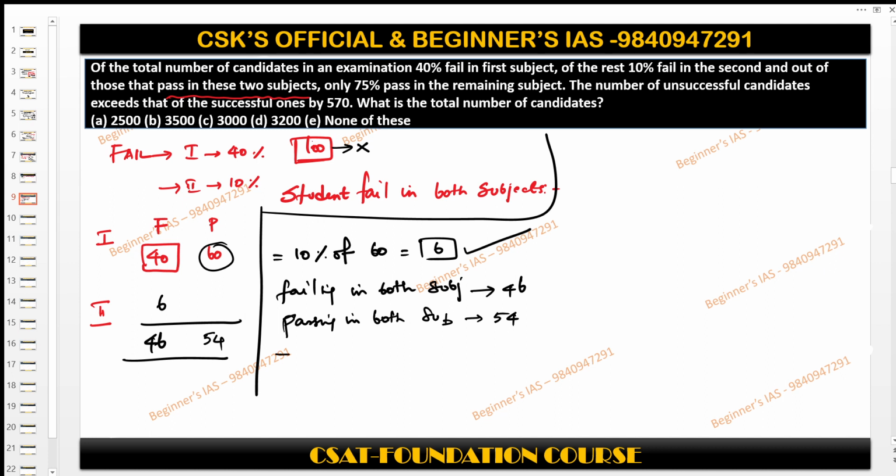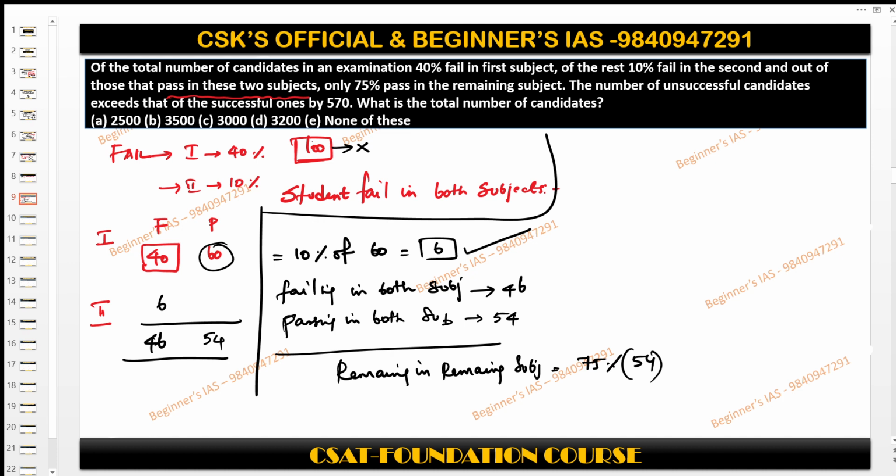What is the passing in the remaining subject? 75% pass, 25% fail, out of 54. Passing in the remaining subject is 75%. Right. Yes, sir. That means 75% of which one? 54? So 54, sir.